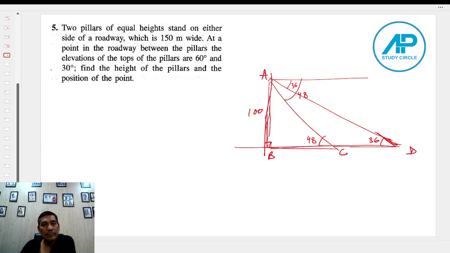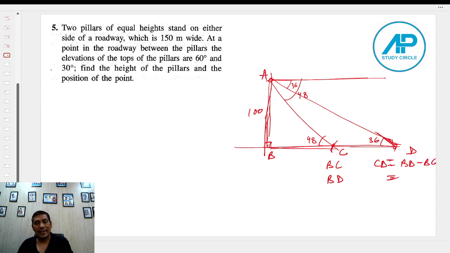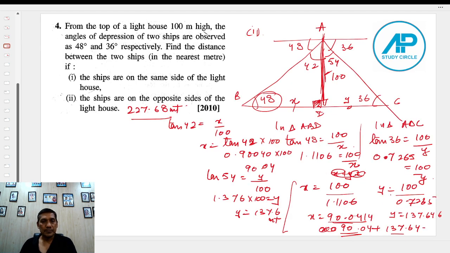You get the same kind of calculation. The only difference is that we calculate the value of BC and the value of BD. We need to find one ship and the second ship. We need to find CD, and that would be BD minus BC, and that gives you right away the distance between the two ships.